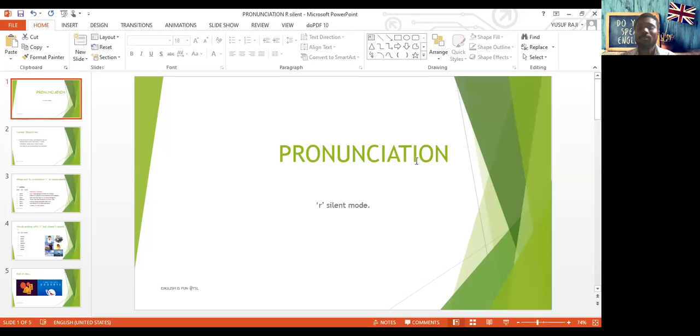Today we are going to be looking at pronunciations. We've got some words on the slide today. They've got R in them, but the idea is that we put the R in silent mode. What do I mean by silent mode? We're not going to sound the R when we pronounce those words.